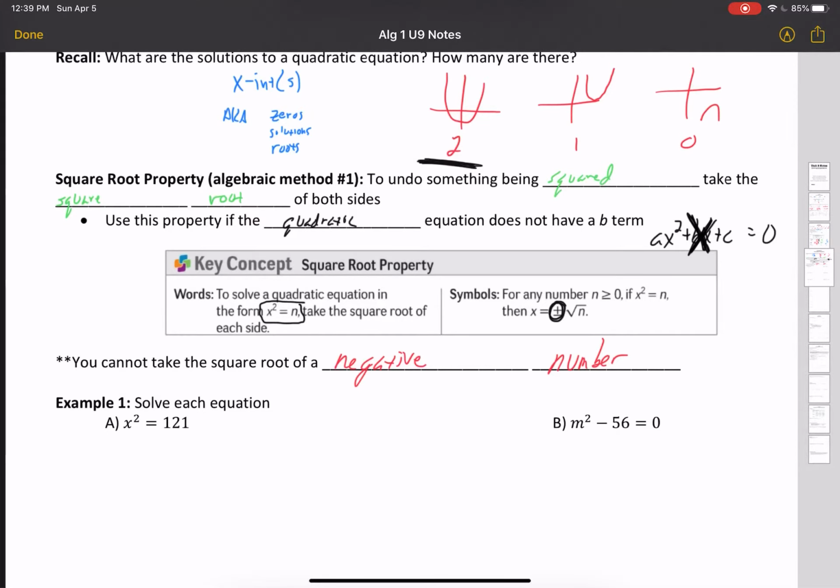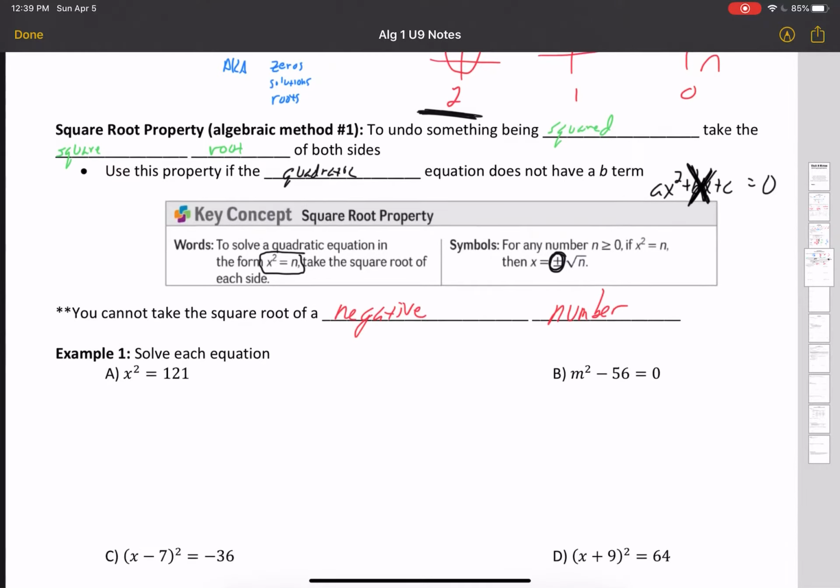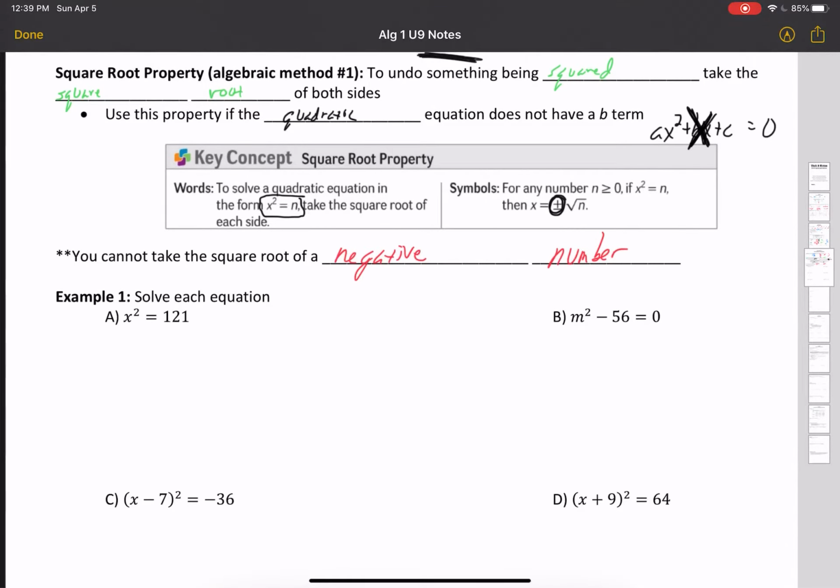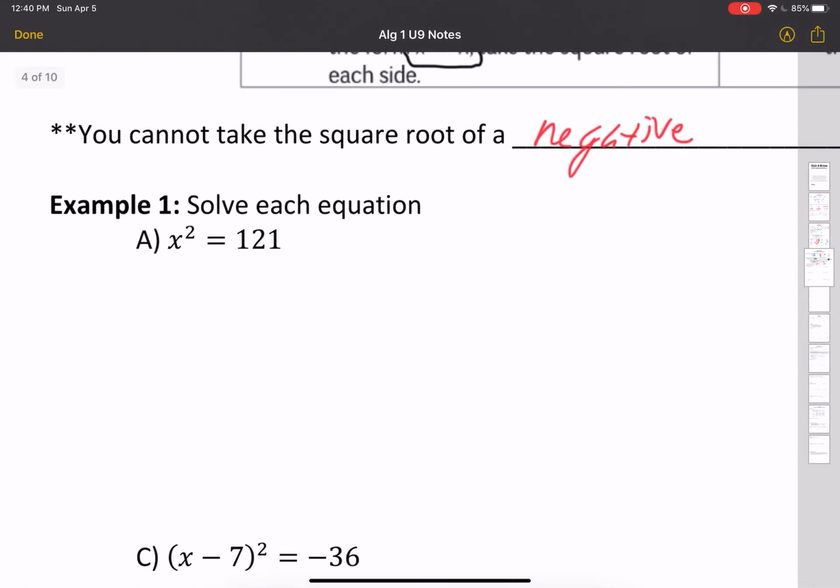Okay, so solve each equation. X squared equals 121. This is already set up beautifully, because all I need to do in order to get the x by itself is take the square root of both sides. Okay, so x is going to be equal to the square root of 121, and that turns out to be plus or minus, we have to remember our plus or minus 11, because the square root of 121 is 11.